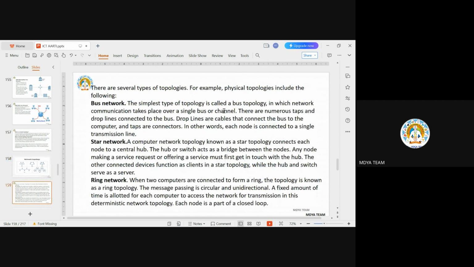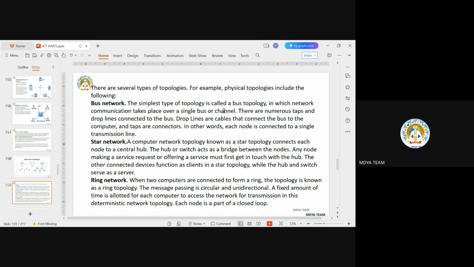The simplest type of topology is called a bus topology. It is very simple because in this we are using only one cable. That is why it is the simplest way, in which network communication takes place over a single bus. A single bus means a single channel, a single wire. We are connecting the devices with a single wire. That's why it is called the bus network or bus network topology.